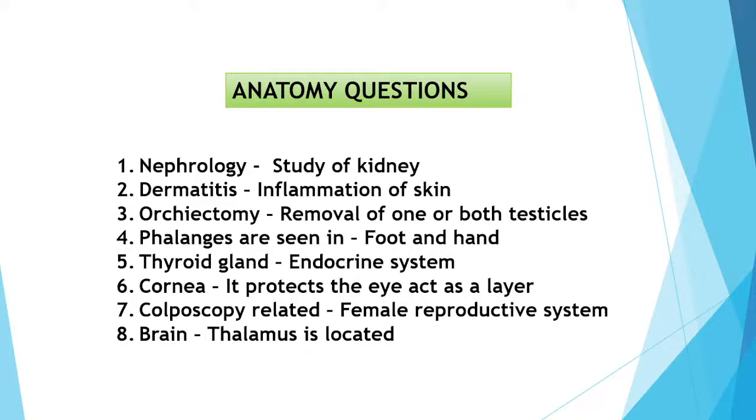The fourth one is: phalanges are seen in which part? Phalanges are bones, seen in the foot and hands. The fifth one is the thyroid gland. It is present in which system? The endocrine system. Sixth is the cornea. The cornea protects the eye, acting as a layer.